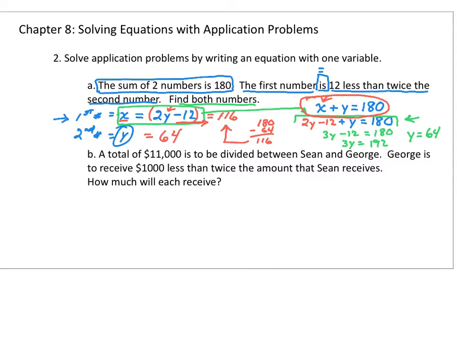All right, so pause the video, try problem B, see if you can solve that one. And then start the video back up and check your work. Okay, you probably started the video back up now.